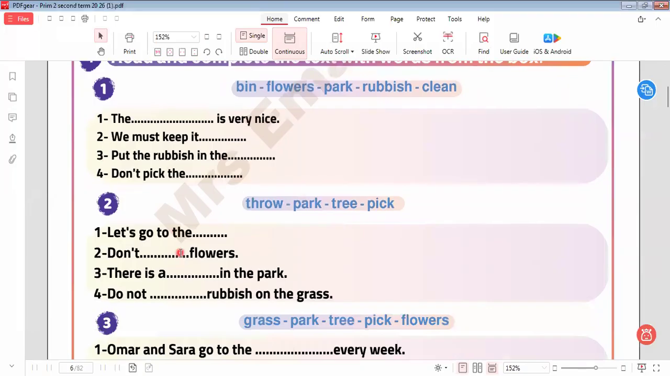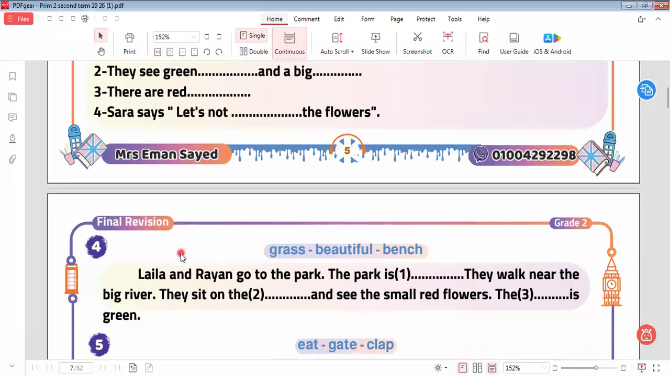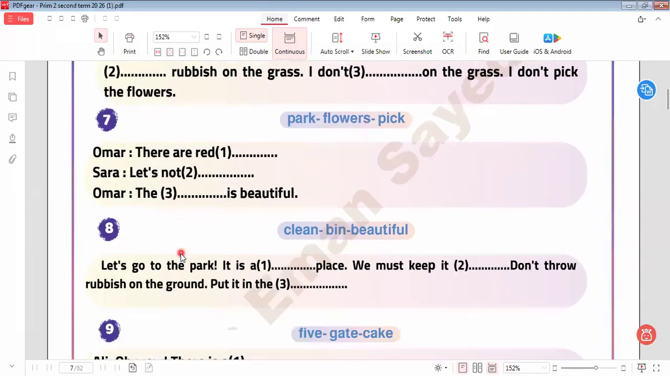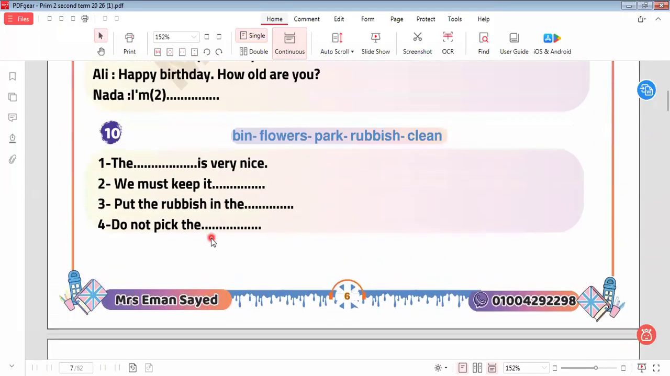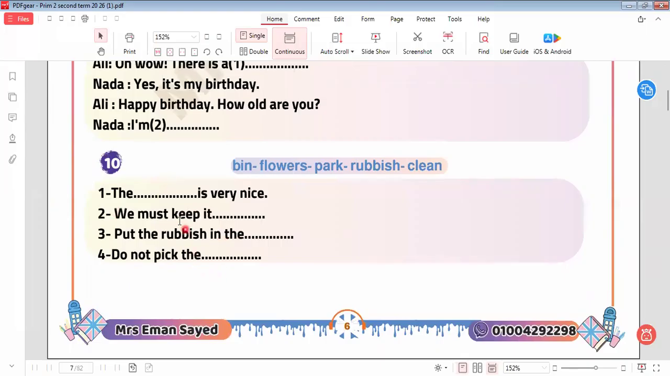Let's do this exercise together. I answer one of them, and I will leave the rest to do by yourself, okay? Space is very nice. So here, what is very nice? It will be here the park.